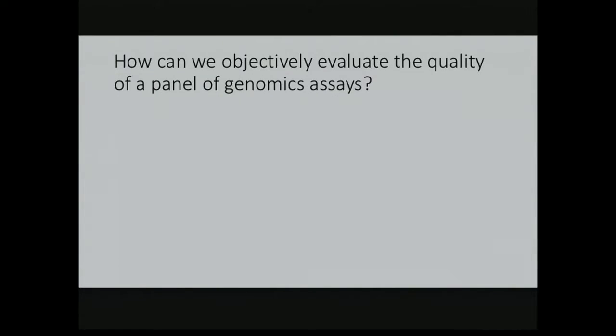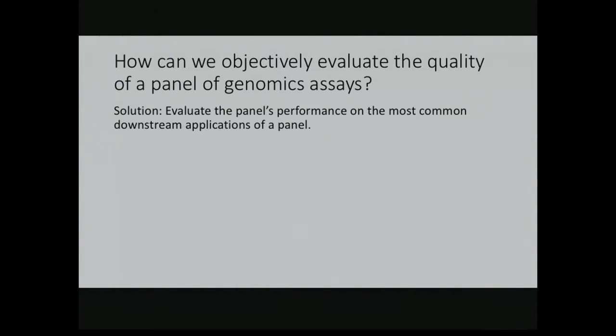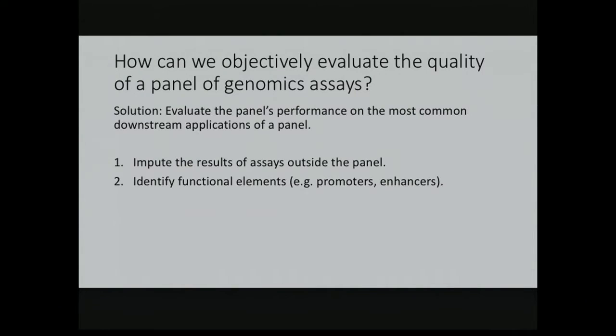But all of this begs the question, how can we objectively evaluate whether this is a good summary? This was something that we had to wrestle with quite a bit in this project. And what we ended up doing was saying, well, let's think about how one might use one of these representative panels and then try to evaluate it in that context. So, for example, you might try to use a panel to impute data for the data that's not in your representative set. You might try to use it to identify functional elements, promoters and enhancers, and so on. And you might also try to use it for semi-automated genome annotation, like ChromHMM or Segway, these kinds of things.